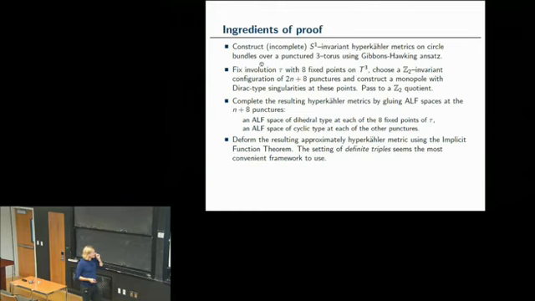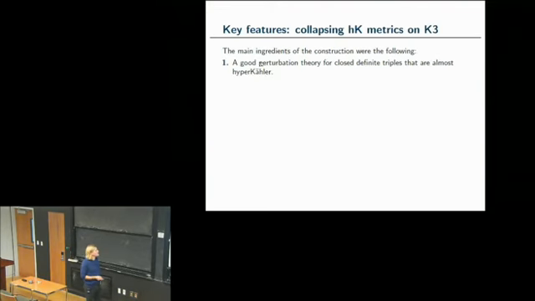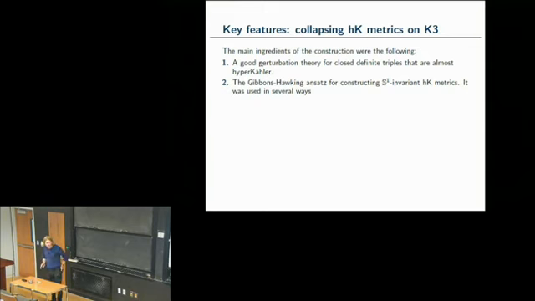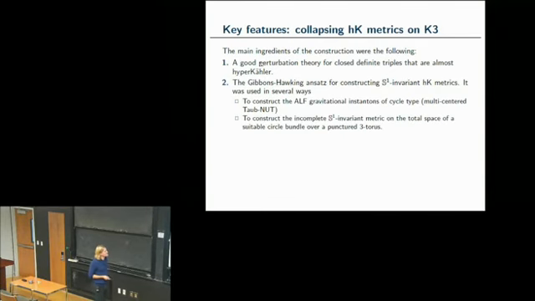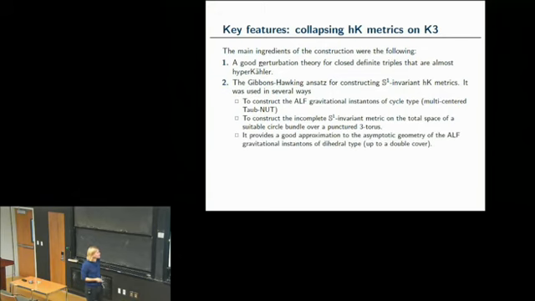So this allows you to construct, as Lorenzo explained, a closed definite triple, some form of approximately hyperkähler structure, and then you can deform using the implicit function theorem, using the fact that you've got a good linearized theory. So the main ingredients were a good perturbation theory for closed definite triples that are close to hyperkähler. The Gibbons-Hawking ansatz gets used all over the place. It was used to construct the ALF gravitational instantons. It's used to construct the incomplete metric on a circle bundle over your punctured torus. And in fact, it also provides a good approximation to the asymptotic geometry of the dihedral spaces once you've passed to a double cover.